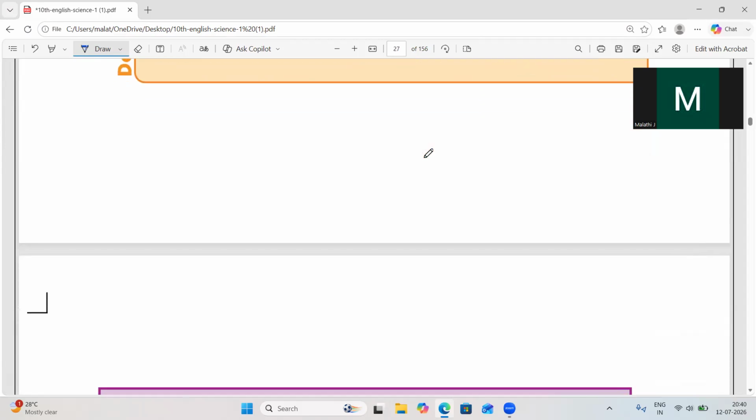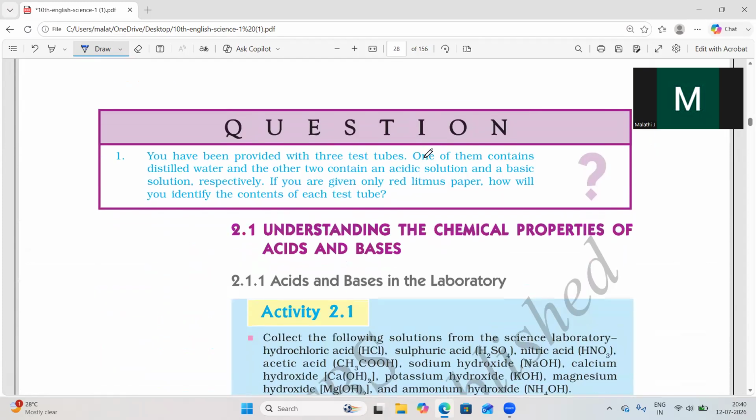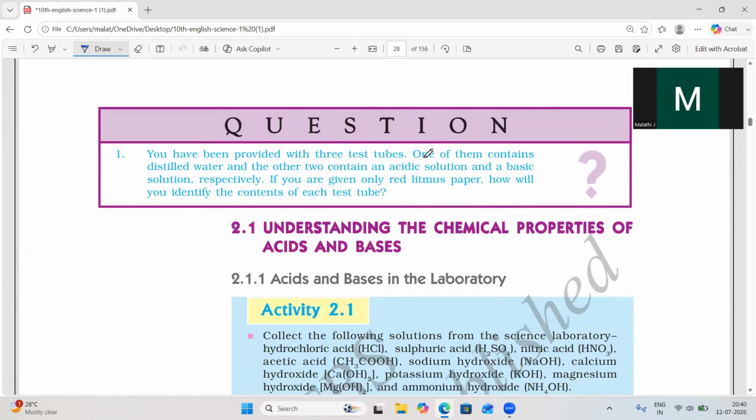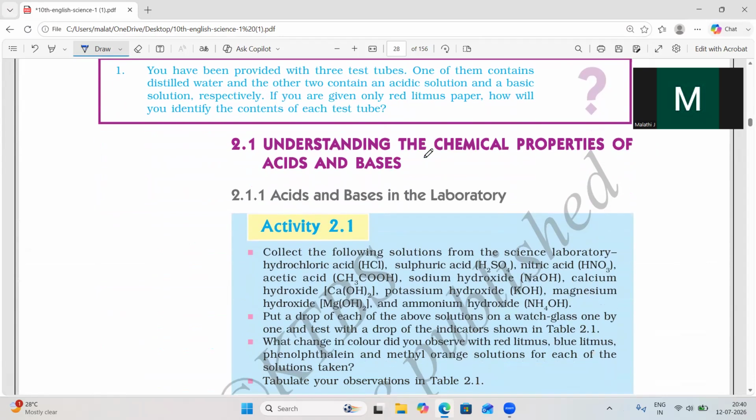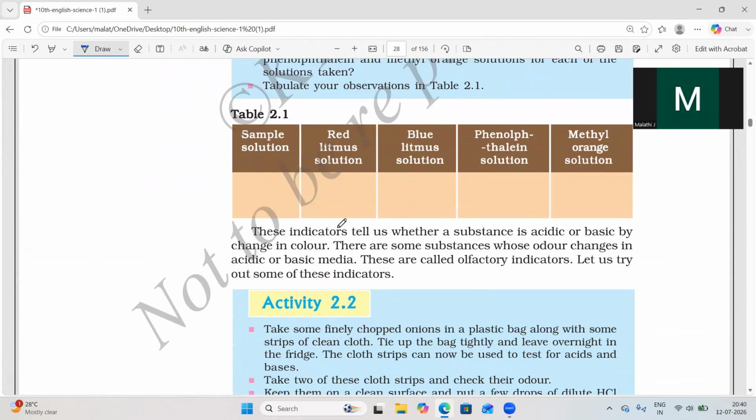So olfactory indicators are also naturally available indicators. We can observe the change in taste and smell when we use these olfactory indicators. We can identify whether a given substance is an acid or a base by the change in taste and smell.